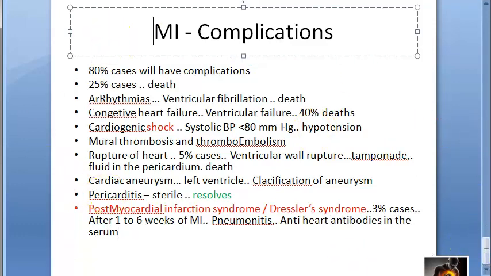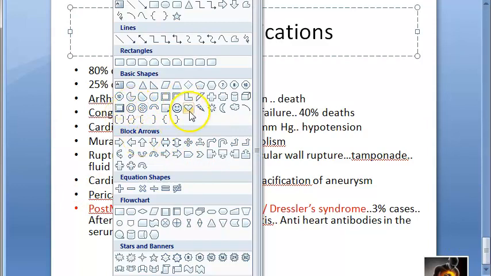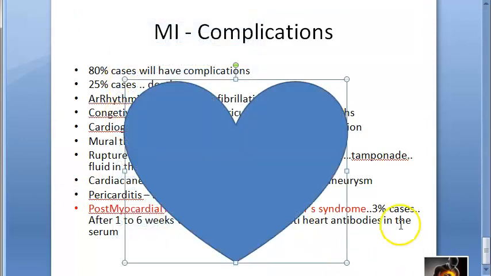So we have completed the complications of myocardial infarction.